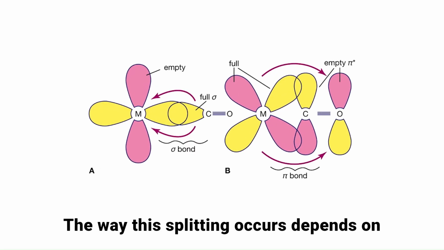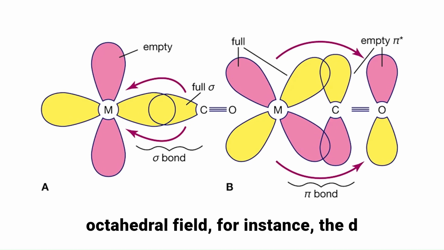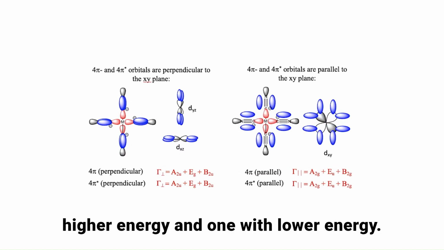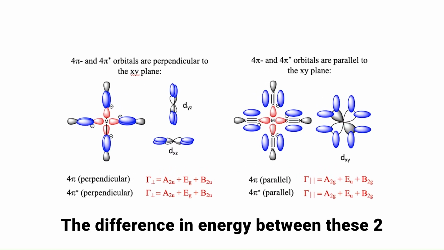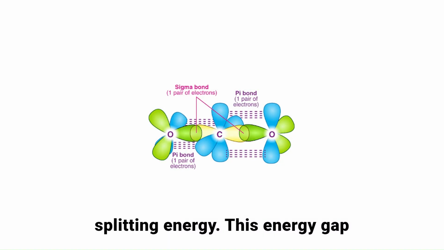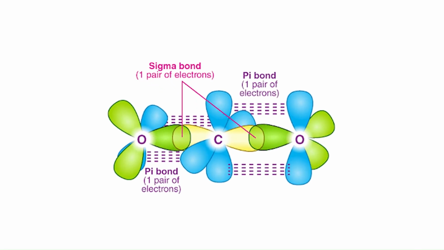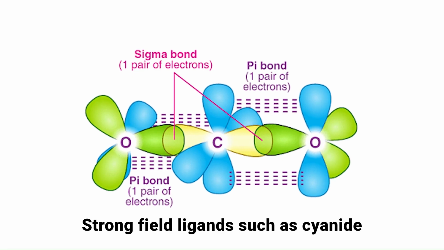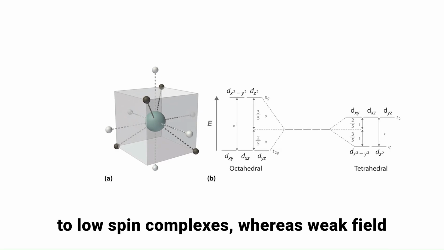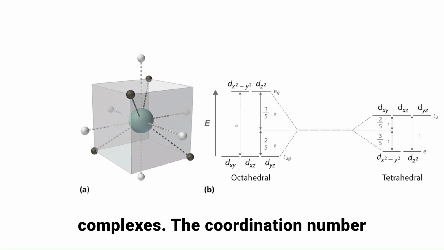The way this splitting occurs depends on the geometry of the complex. In an octahedral field, for instance, the d orbitals split into two sets, one with higher energy and one with lower energy. The difference in energy between these two sets is known as the crystal field splitting energy. This energy gap determines the color and magnetic properties of the coordination compound. Strong field ligands, such as cyanide, cause a larger splitting, often leading to low-spin complexes, whereas weak field ligands, like halide ions, result in smaller splitting and high-spin complexes.